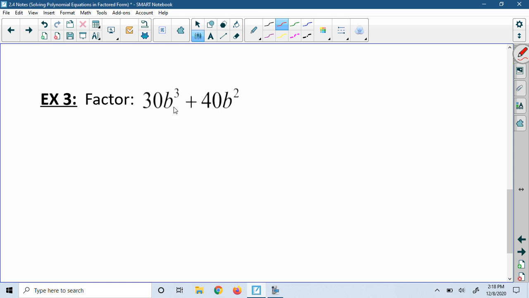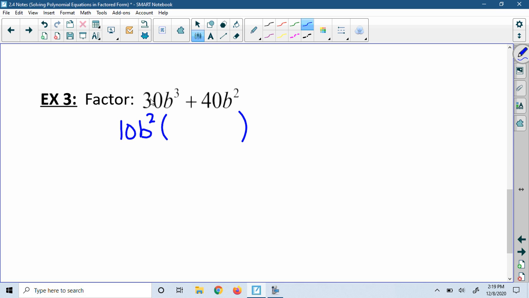Just kind of similar here, 30b to the third plus 40b squared. And actually, I wouldn't mind if you paused the video and tried this one on your own, and then unpaused it and see how you did. So between 30 and 40, the greatest common factor, the biggest thing that I can divide each of those by is 10. Here I've got a b to the third, I've got a b squared. The greatest amount of b's I can pull out is 2.